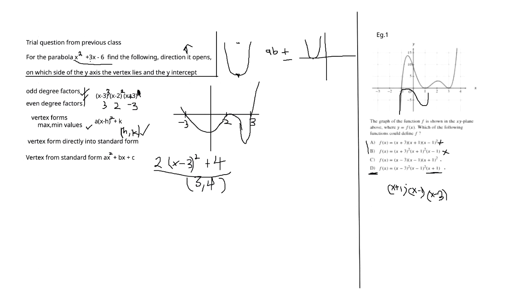Oh, sorry. This is supposed to be factored form. Now, the standard form is not easy to get from the vertex form. You just expand everything and you simplify. It's the factored form which is a problem. Okay, the factored form. Now, how do you convert this into your factored form?